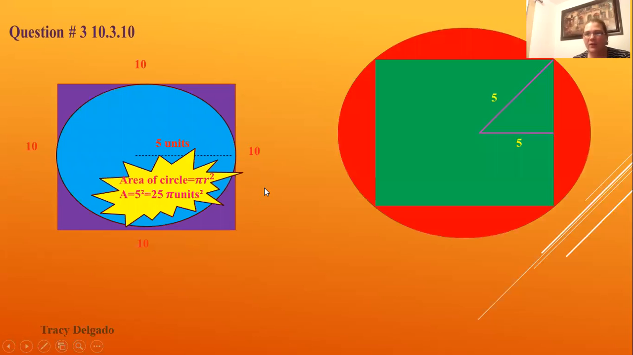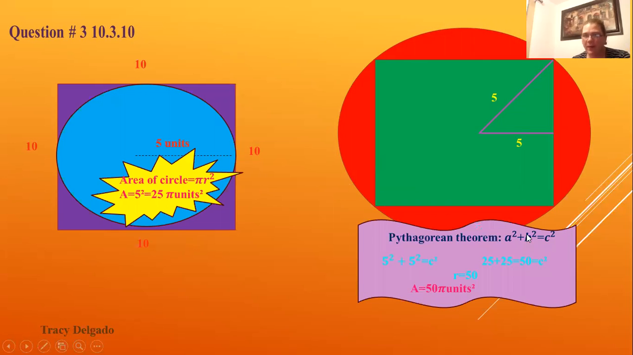And now we have our circle and square here, and I've drawn a triangle here. It's 5 and 5 here. And we're doing the Pythagorean theorem. A squared plus b squared equals c squared. So we have 5 squared plus 5 squared equals c squared. That is added up to 25 plus 25 equals 50. That's our c squared. So r squared equals 50. So the area of the larger circle is 50 pi units squared.